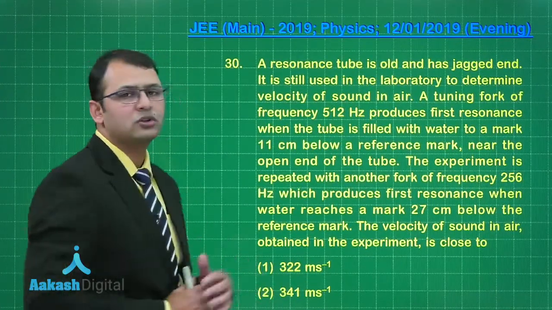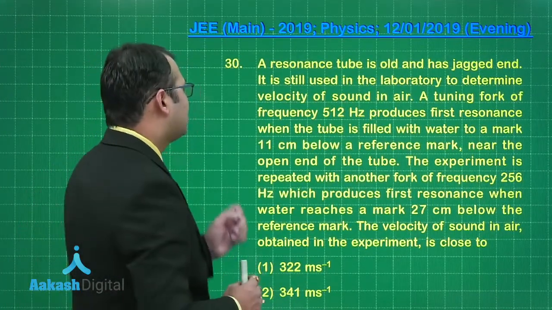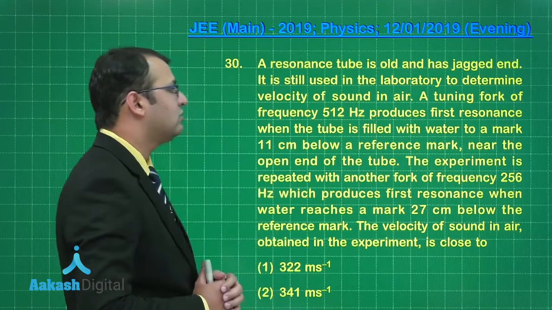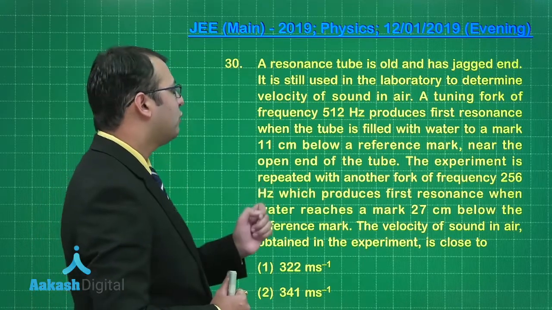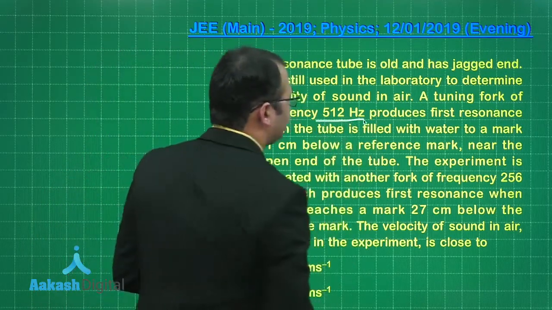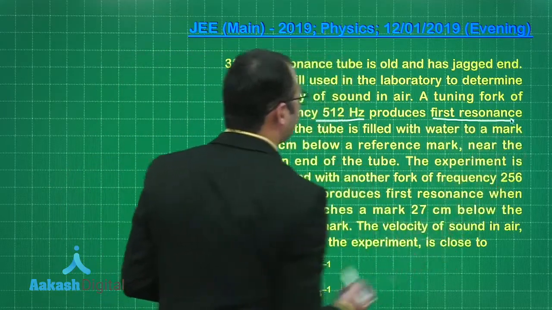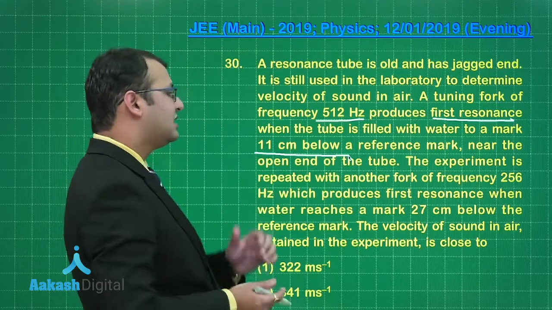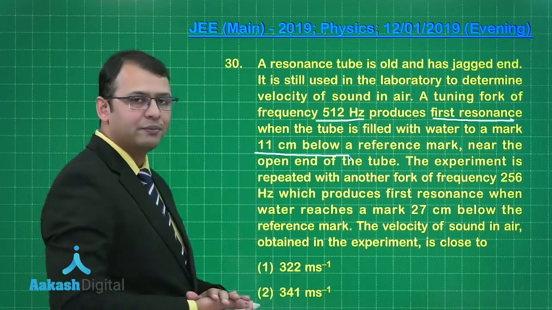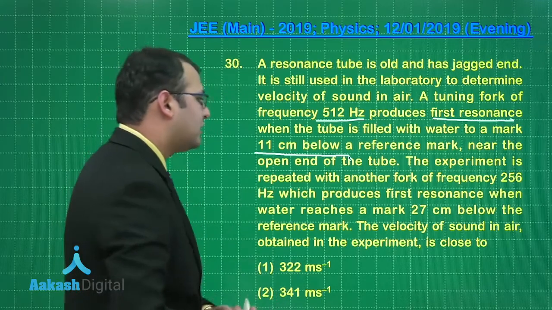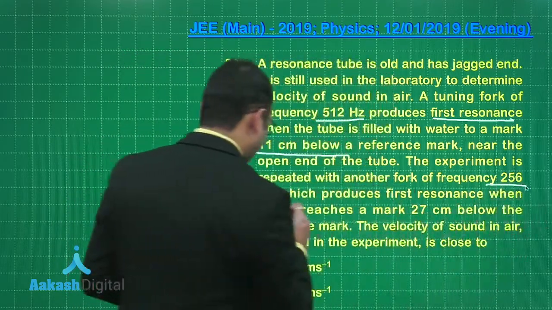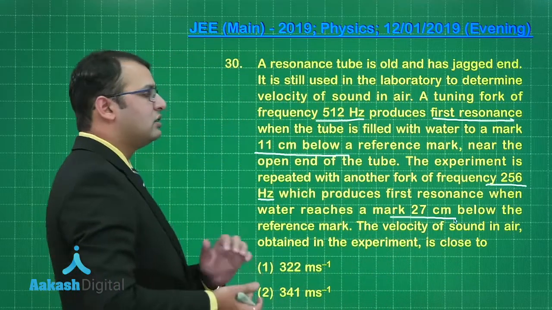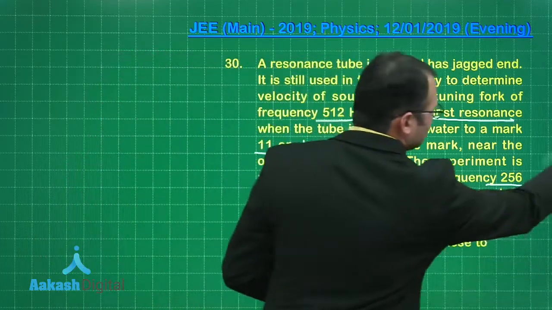This question belongs to a section of oscillation and waves. As per the question, a resonance tube is old and has a jagged end. It is still used in the laboratory to determine the velocity of sound wave in air. A tuning fork of frequency 512 Hz produces first resonance when the tube is filled with water to a mark of 11 cm below a reference mark. That means there is an end correction, and the value of it is 11. The same experiment was repeated with another tuning fork of frequency 256 Hz and the end correction found was 27 cm. What we have to find is the velocity of sound wave in air. Let's start with the solution.